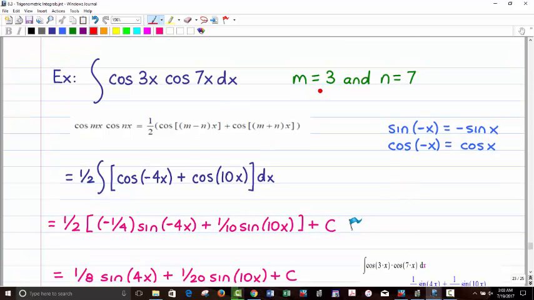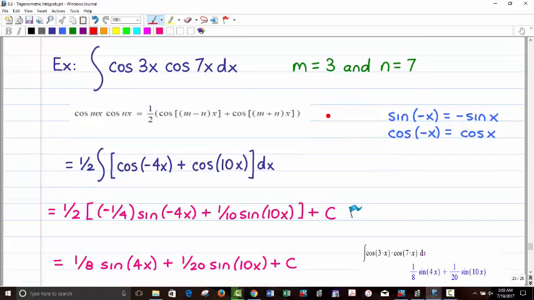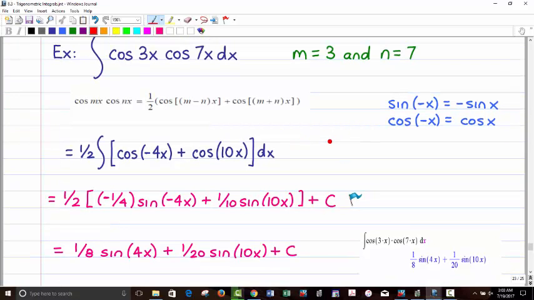So if m is 3 and n is 7, you could reverse those if you wanted to make it easier, but I just did it this way to show you. So 3 minus 7 is negative 4. 3 plus 7 is 10. So the antiderivative of cos of negative 4x, obviously if you realize that that's cos of positive 4x, you can go from there. But I went ahead and pretended like I didn't know that. So the antiderivative would be negative 1/4 sine of negative 4x. And then the antiderivative of cos of 10x would be 1/10 sine of 10x.